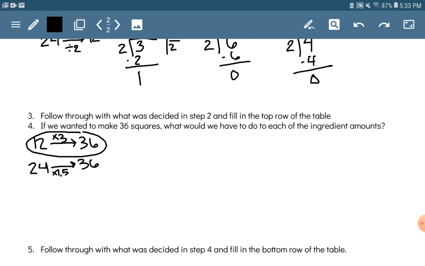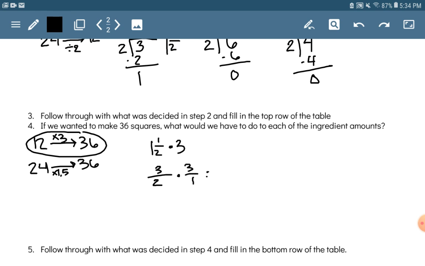So if you remember, I needed 1.5 cups of butter, but since I'm turning it into 36, I have to multiply by 3. We just practiced earlier this year multiplying with fractions. So the first thing I'm going to do is turn my mixed number into an improper fraction. So I'm going to do the bottom times the whole plus the top. 2 times 1 is 2, plus 1 is 3. My denominator stays the same.